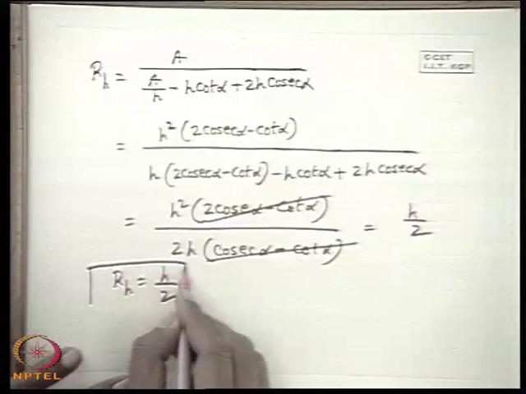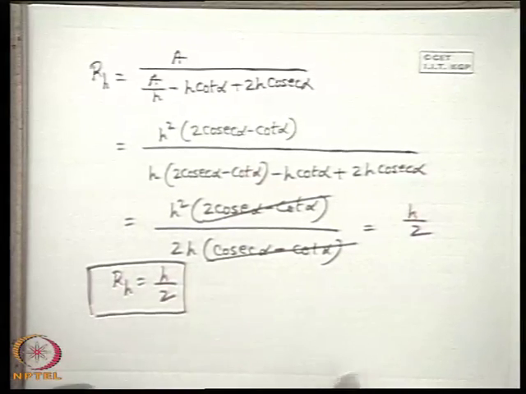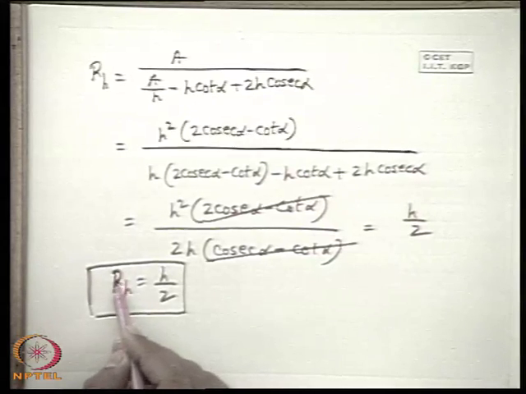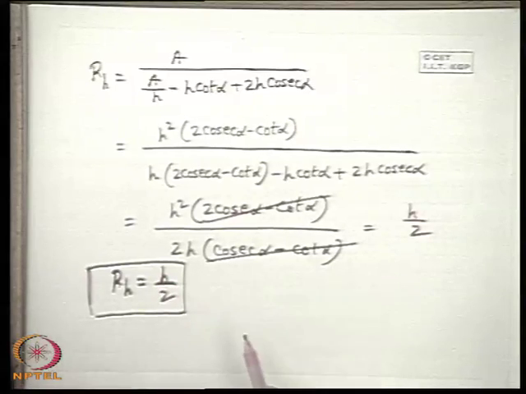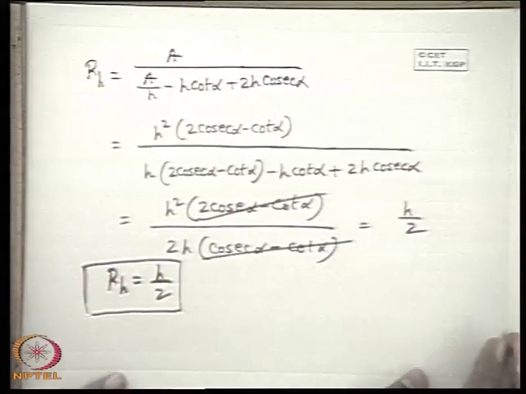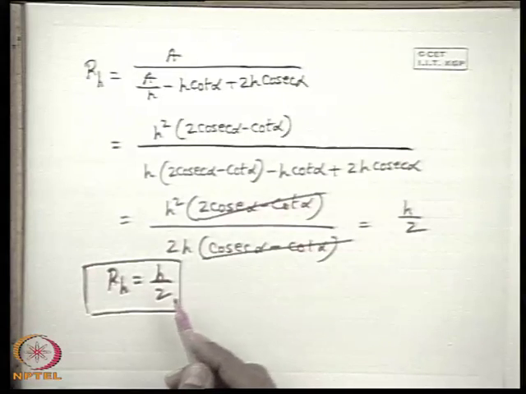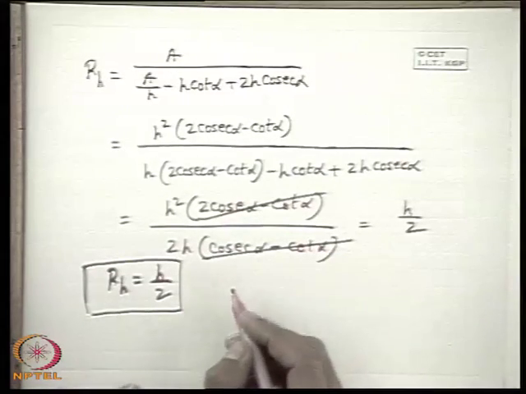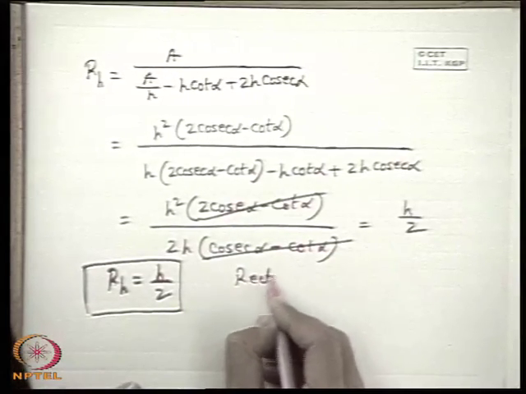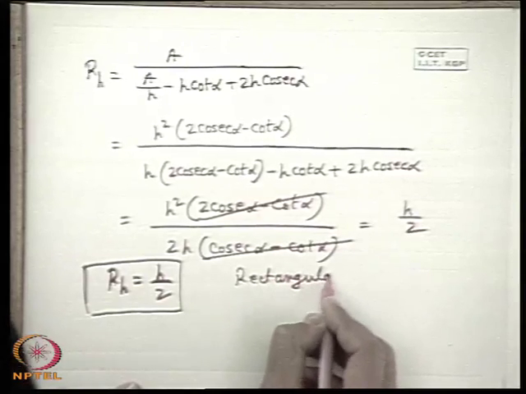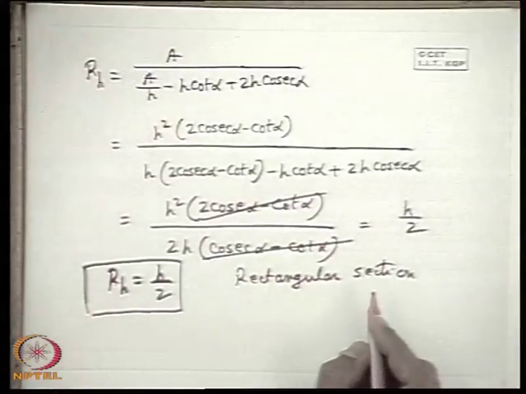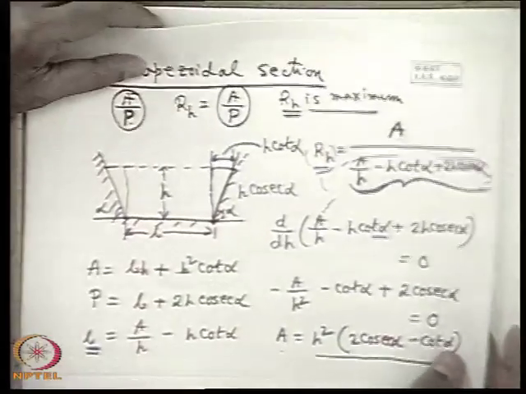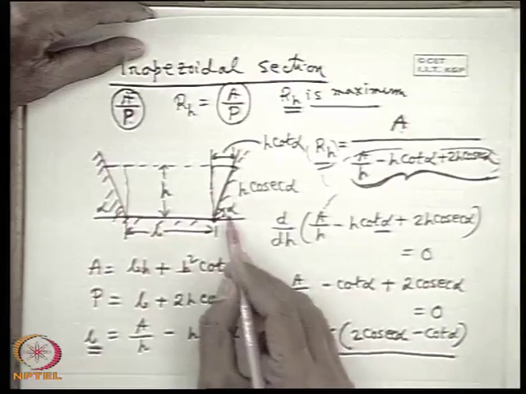That means the hydraulic radius will be equal to half of the central depth. This is the conclusion for the optimum hydraulic section for a trapezoidal section: the hydraulic radius will be half of the central depth of flow, H by 2. Now here we can develop a particular relation in case of a rectangular section. You see that the rectangular section is a special case of the trapezoidal section when alpha is 90 degrees.